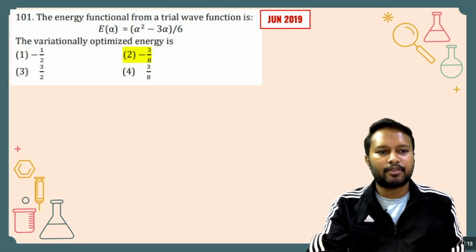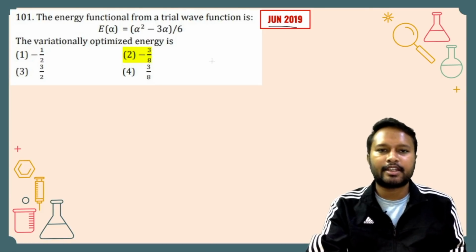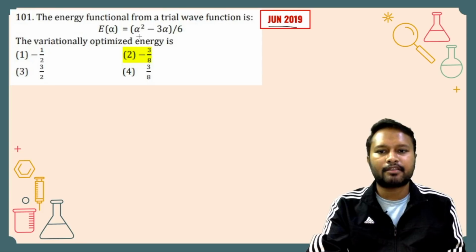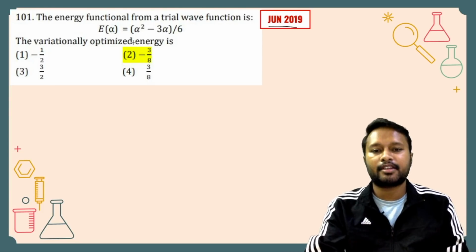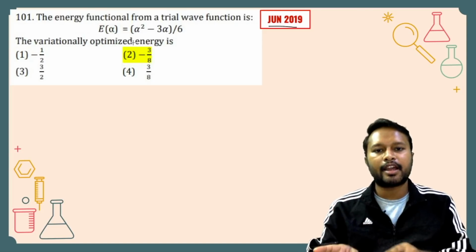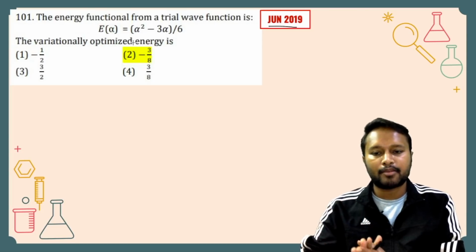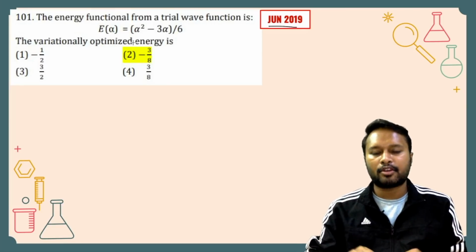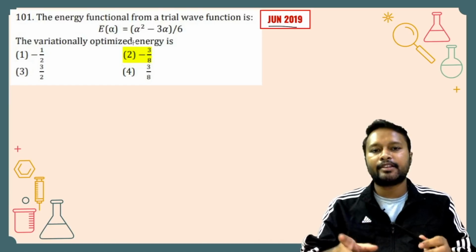This question is a very good question. It was asked in the CSIR June 2019 exam. It says the energy function from the trial wave function is, sorry, the energy is given to you. They are asking the variationally optimized energy. Similar kinds of questions we have done in my video on the variational theorem. That video link I have already given, so you should watch that video. We have done some types of questions and this was one of them.